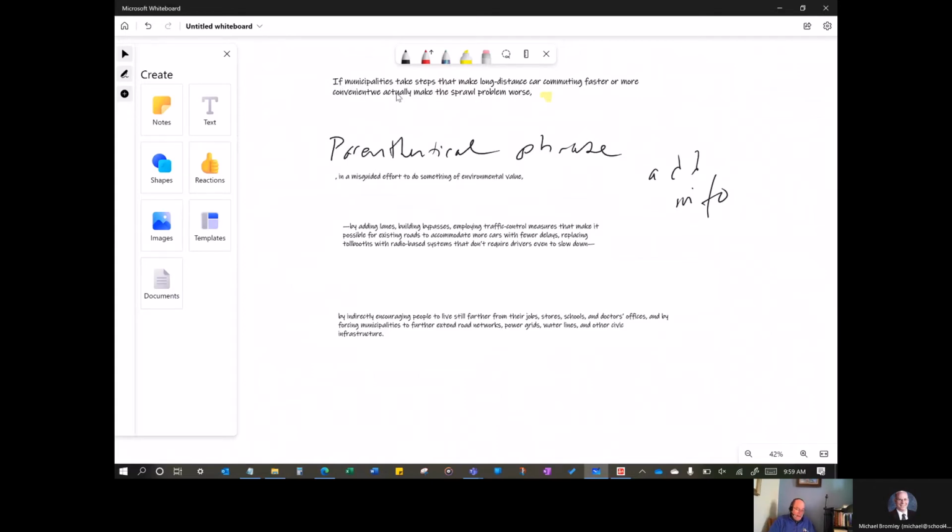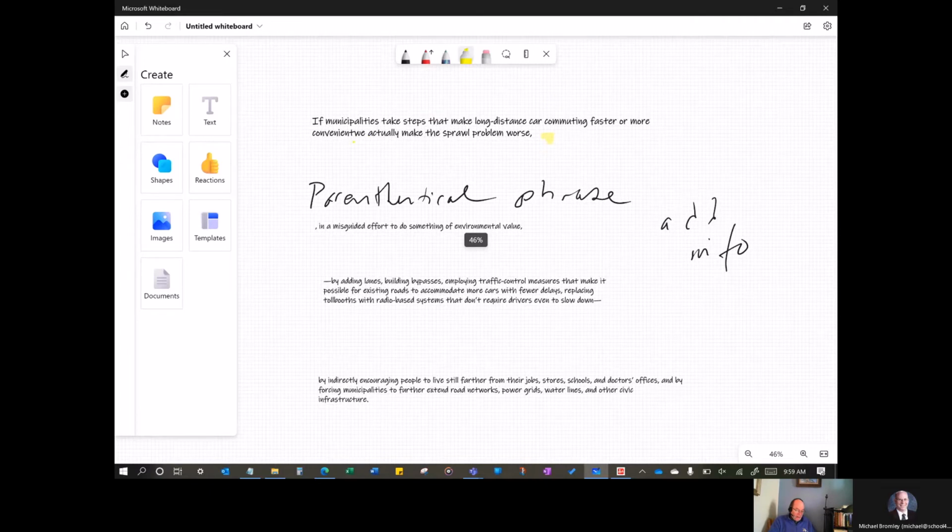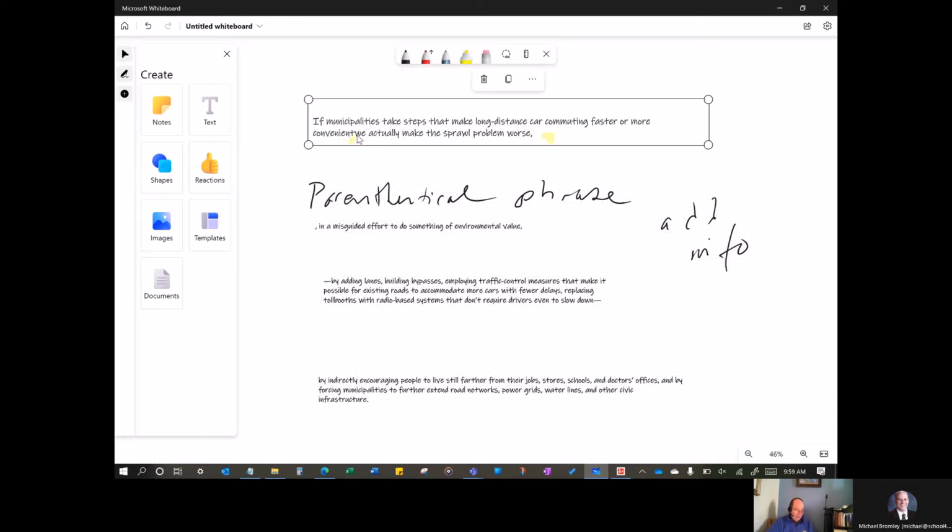If municipalities take steps that make long distance car commuting faster or more convenient, and then I need to put in a little comma there because that comma was replaced by the dash. And so that's not really what we want here. So let me add a comma, and we can see it make a little more sense. And we see that we have two clauses here. I have an introductory or subordinate clause starting with the if, and that leaves us our main clause. We actually make the small problem worse.